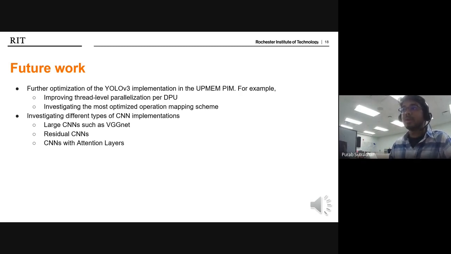And further, we would like to expand our investigation of AI applications with other CNNs or other networks, such as VGGNet, residual CNNs, that is ResNet, and also CNNs with attention layers, or even the transformers themselves.